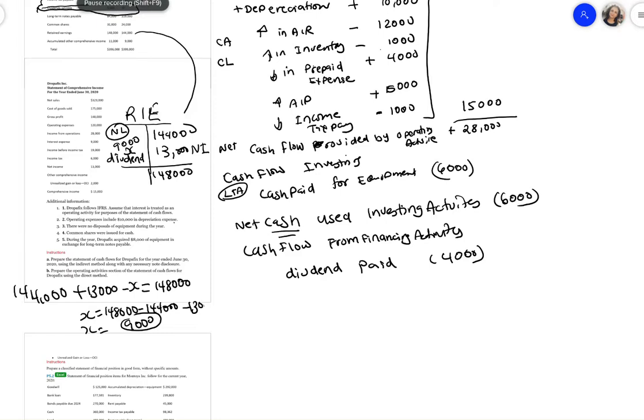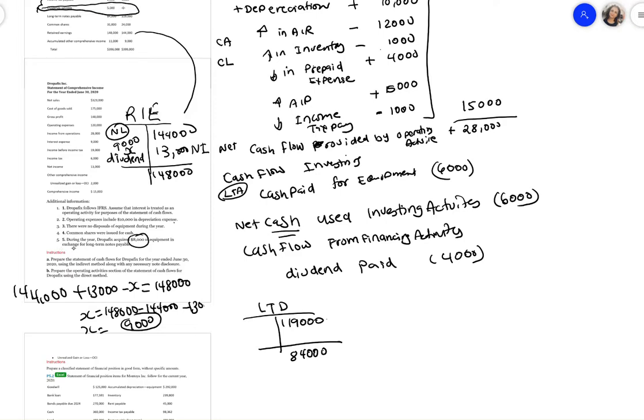Now, the next one we need to look at is your long-term note. If you look at your long-term debt, we started off with 109,000. That's what we started off with. We know that we're going to end up with 84,000. So if that's the case, what do we need? We need to know what happens to the notes payable account.